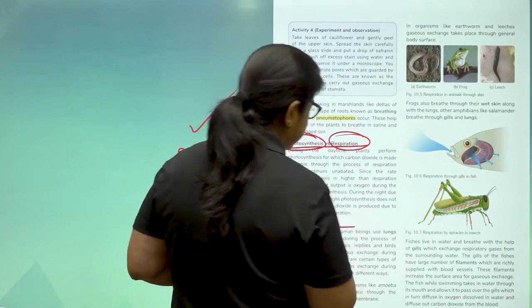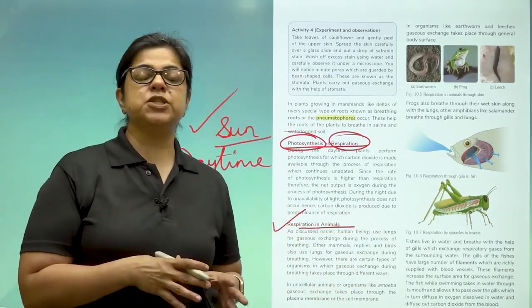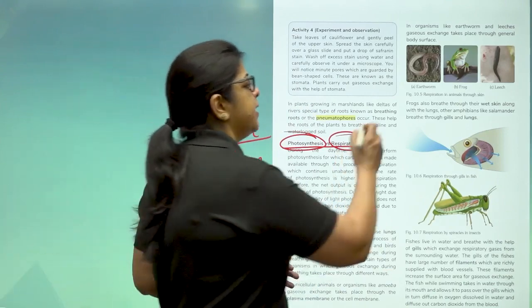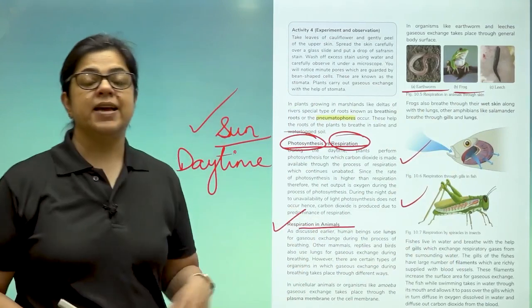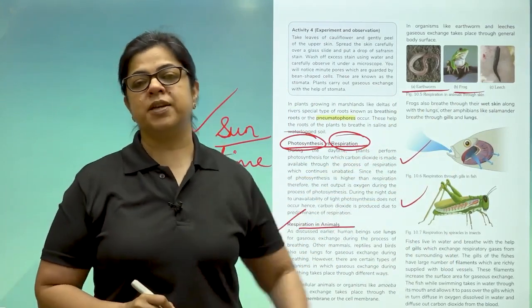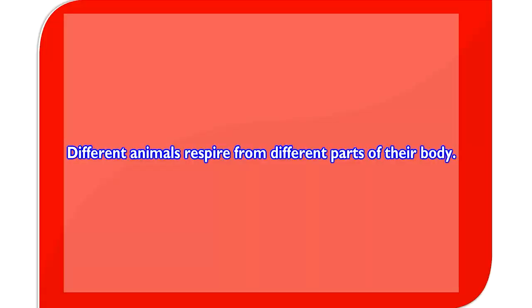Next, let's understand the process of respiration in animals. Let's begin with small animals, maybe an earthworm, maybe a frog, a fish, or a cricket. Let us understand how respiration takes place here through a video. Different animals respire from different parts of their body.